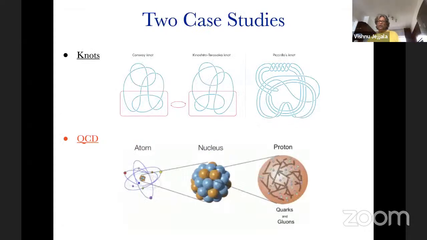So I'd like to discuss two case studies in applying ideas from machine learning in our area. One is related to knot theory, trying to connect different topological invariants of knots to each other. And the next is in QCD. So please interrupt me and ask questions if I'm being confusing. I'm happy to stop the talk in order to address these questions. All right, so let's start with knot theory.